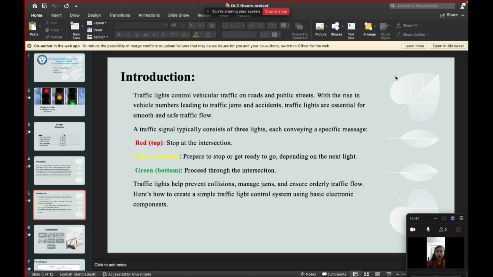Today, I am going to show you how to build a traffic light control system using basic electronics parts. This will help us better understand how traffic signals work. The next part, the components, will be explained by our next group member.